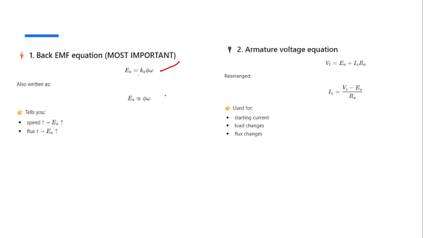In this case, EA and speed are directly proportional to each other. So if your EA increases, your speed will increase. Speed increases, EA increases. Why is this important? Some questions might ask what happens if the flux changes. Because of this simple equation, you can clearly tell that if the flux decreases, EA will decrease, and EA and omega M are proportional to each other. So all these little equations, when you read them, just think about how they will come up in a question, which you will see just now.